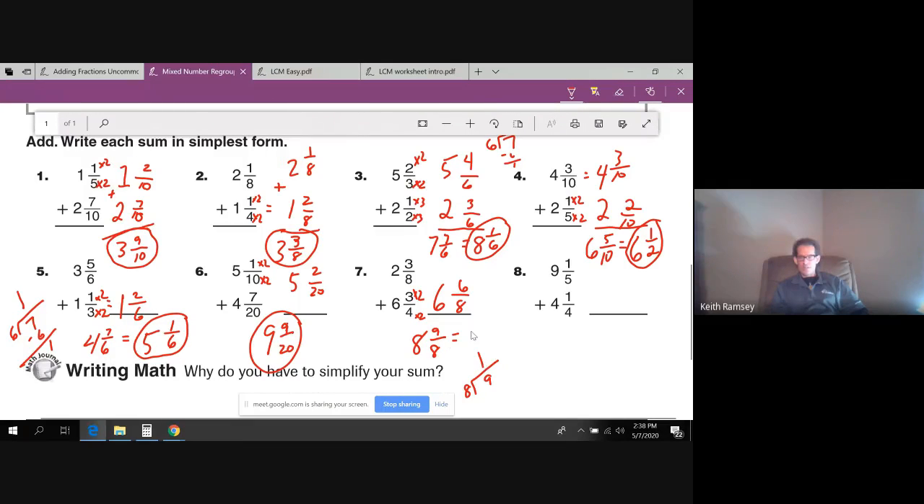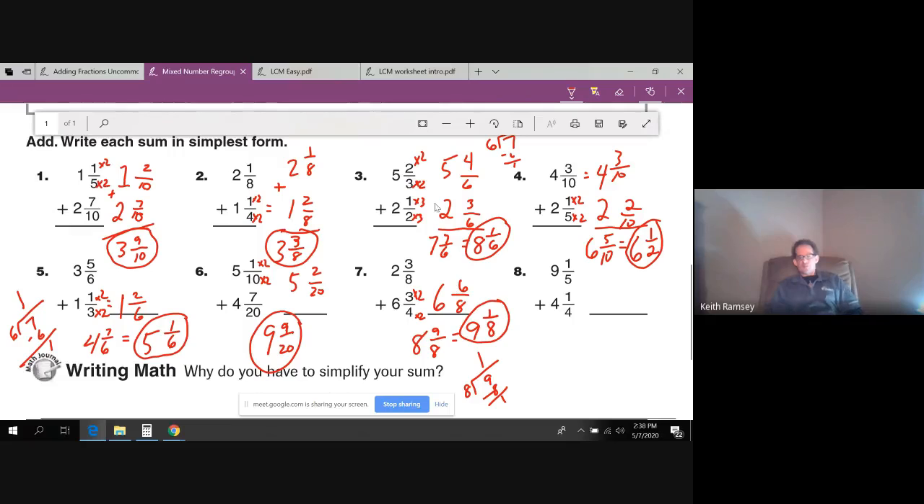So 1 times 8, that's going to equal 8. I subtract. My remainder, or my leftover dividend, becomes the numerator. This goes up here. My denominator, 8, stays the same. So 8 and 9/8 would be regrouped as 9 and 1/8.